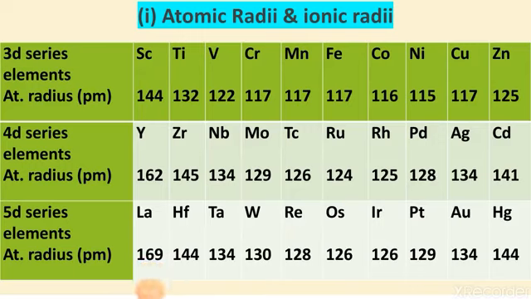The atomic size of 5d series elements is similar to 4d series elements, but it should increase just like p block and s block, but this does not happen. So that's why these variations take place, and this variation you have to discuss in terms of lanthanide contraction.